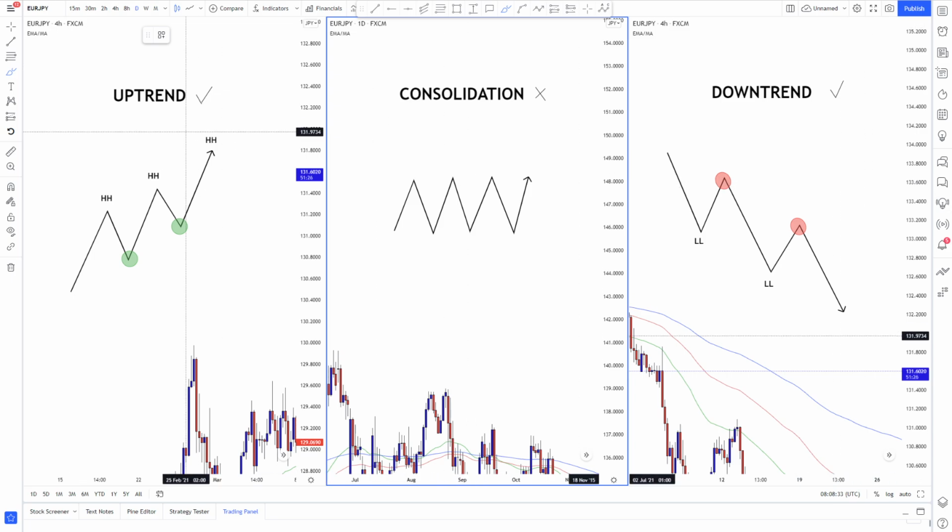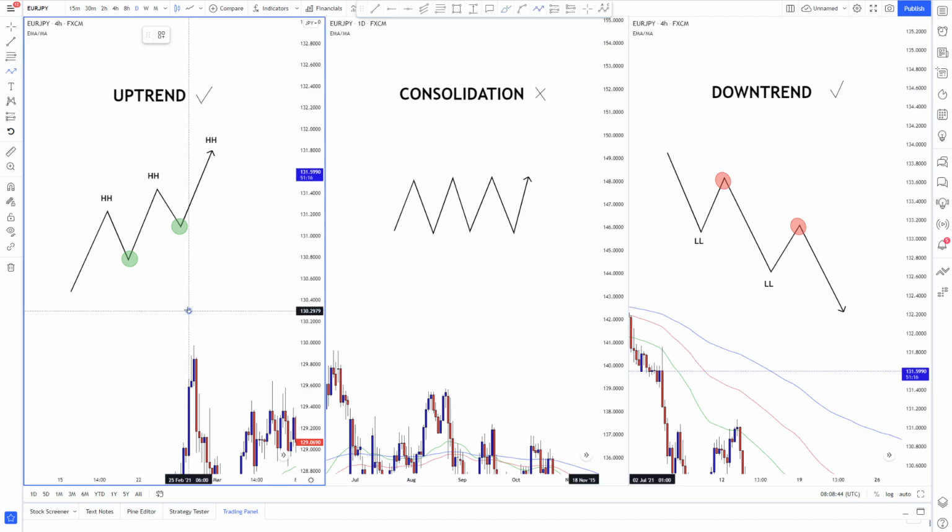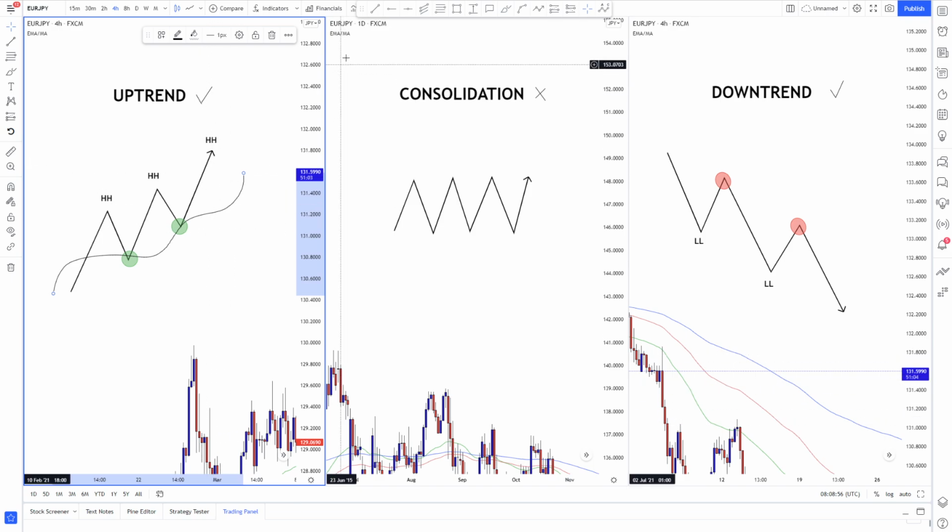So as you can see, it can be used in an uptrend, it cannot be used in a consolidation period, and it can be used in a downtrend. So note, in an uptrend, we're simply looking for these higher lows, these green little boxes, and when a moving average potentially crosses one of the higher lows, like this or like this, following the price to the upside, this can be used as a buy confirmation.